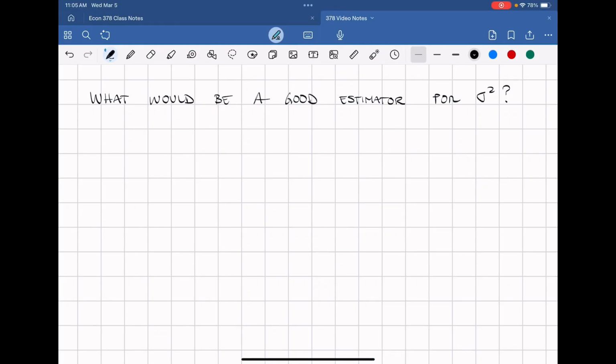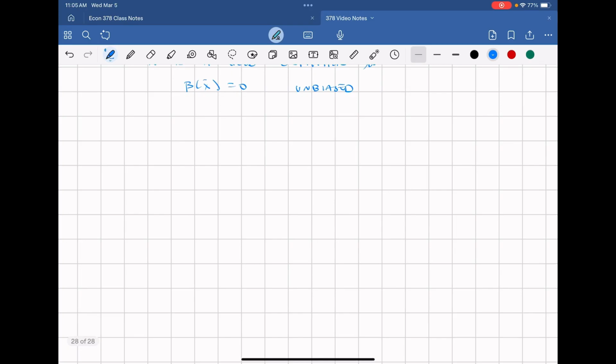The question we want to be able to answer today is what would be a good estimator for sigma squared? So previously we talked that x bar is a good estimator for mu. And we showed that the bias of x bar is equal to 0. So we showed that x bar is unbiased. Well, we're going to go through that same process to come up with an estimator for sigma squared to see if an estimator is a good estimator.